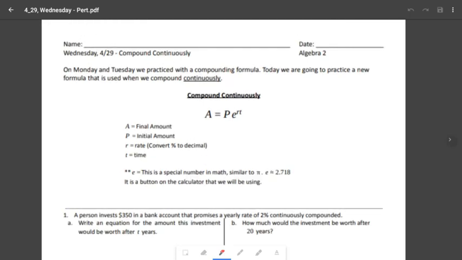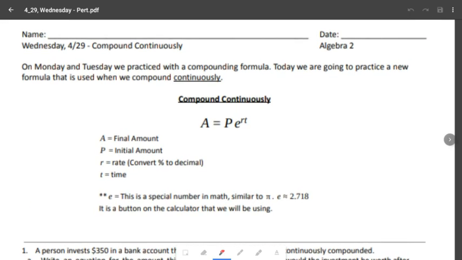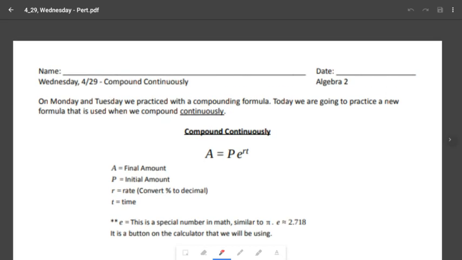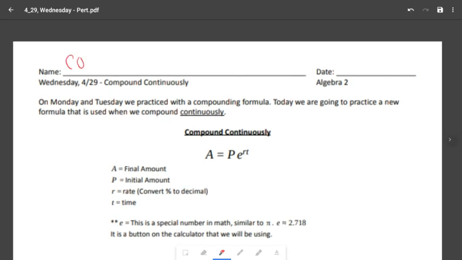Hi guys. So on Monday and Tuesday you were practicing the compound formula. If you remember the regular compound formula that we did Monday and Tuesday was A equals P times (1 plus R divided by N) to the NT power. This formula is when we saw compounded quarterly, compounded monthly, compounded daily.